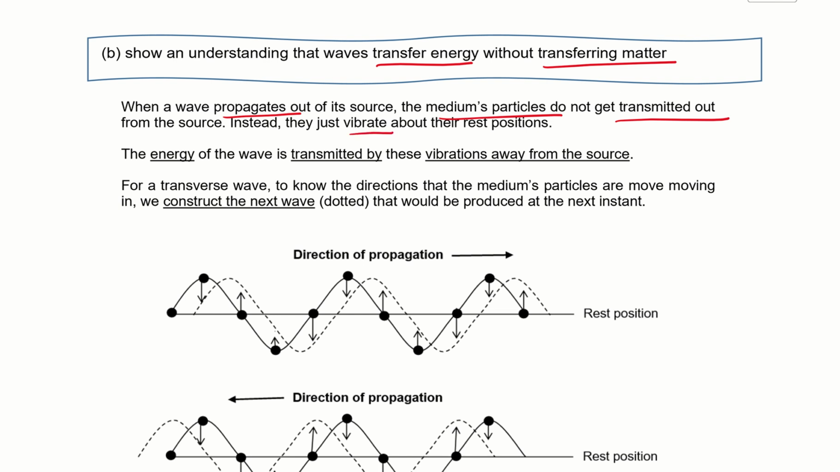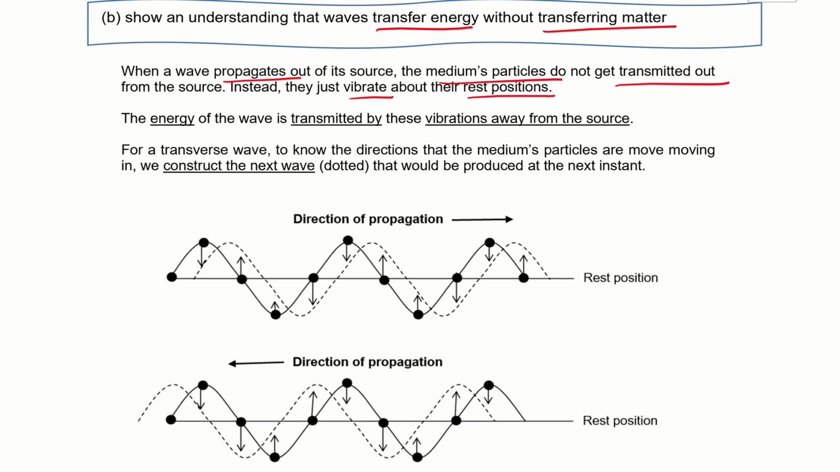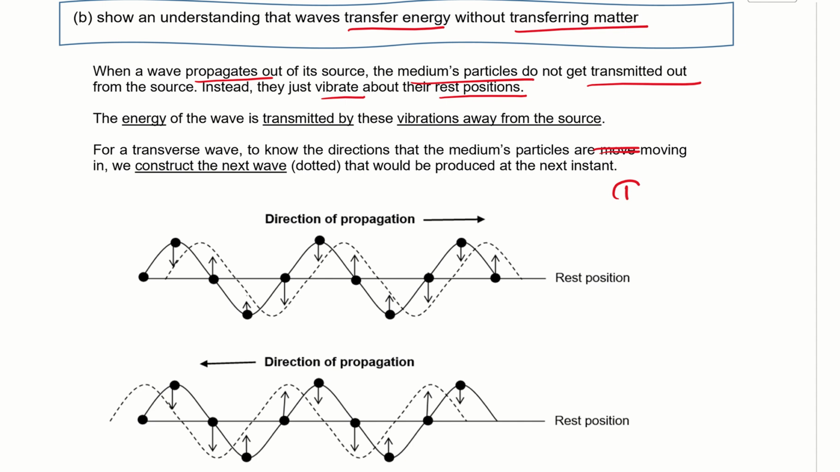Instead, they just vibrate about their rest position. So the energy of the wave is transmitted by these vibrations away from the source. For a transverse wave, to know the directions that the medium's particles are moving in, we construct the next wave that will be produced at the next instance. So first step, we need to draw the next wave.